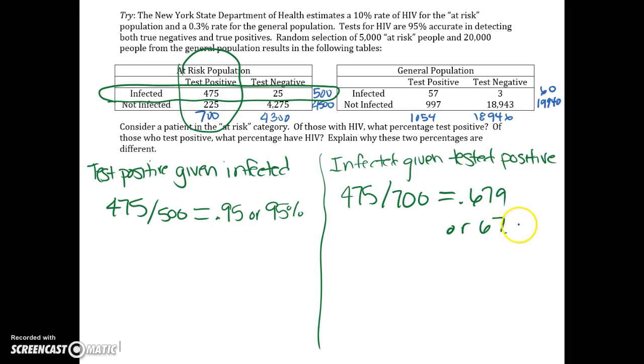or 67.9%. So notice that we can get two different answers for this because we are asking two separate questions. We're referencing two different values when we talk about these problems. In one of them we're referencing those people that are infected, whereas in the second one we're referencing those that tested positive.